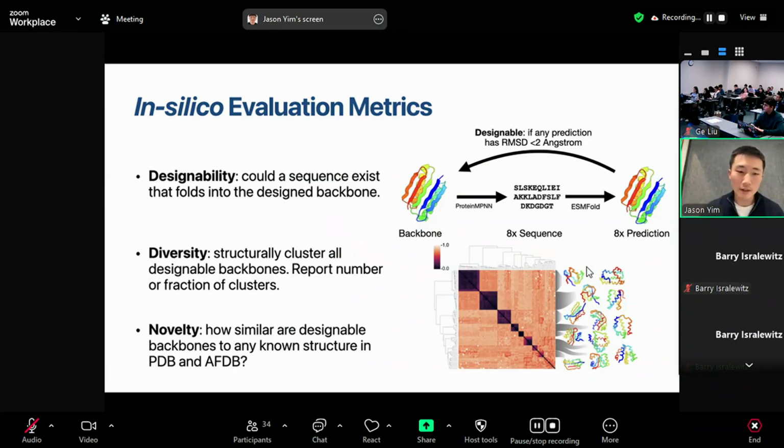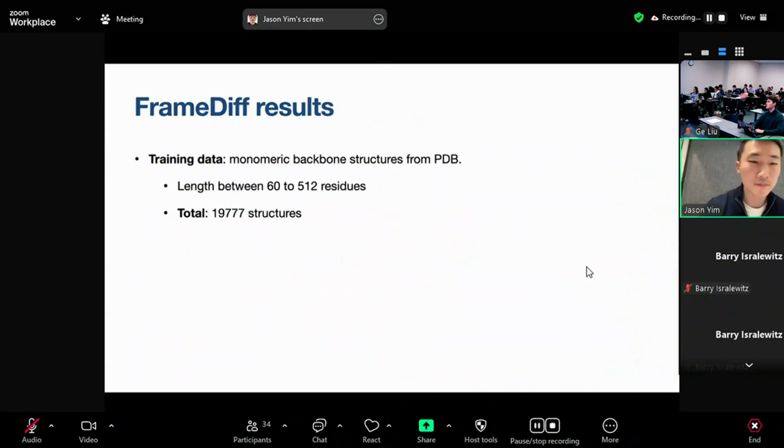And the last thing is something called novelty, where we see how similar these backbones, if they're designable, are to any known structure in PDB or AFDB. And this is, subjectively maybe, one of the most interesting things to see if your model can actually generalize outside of its distribution.